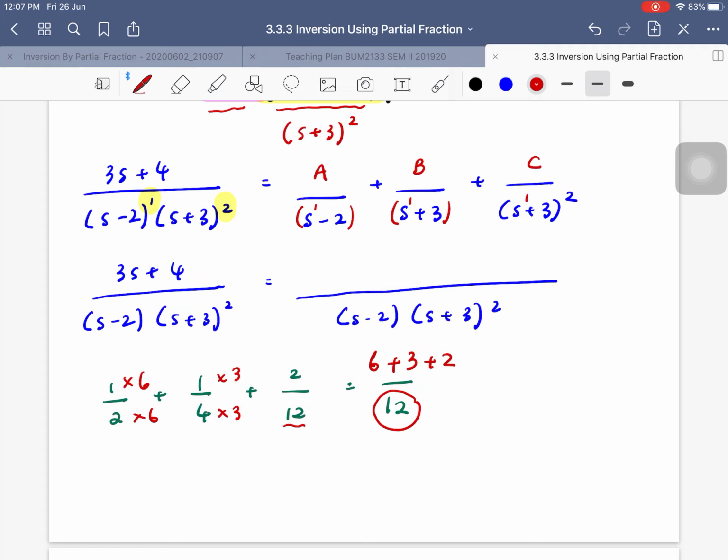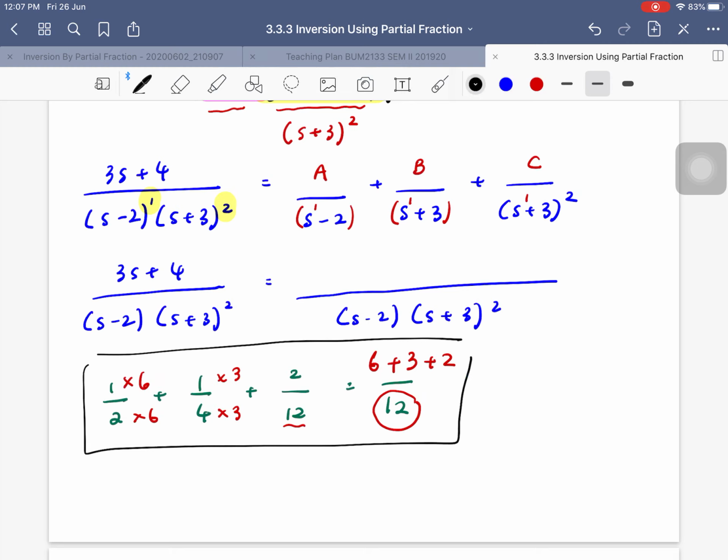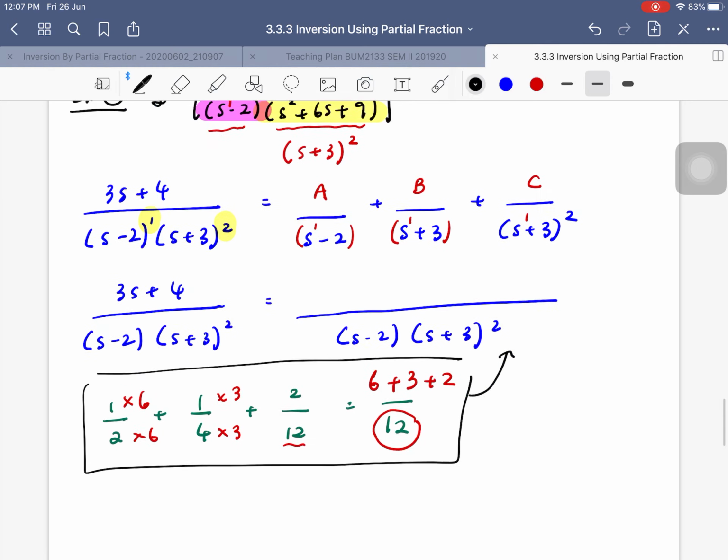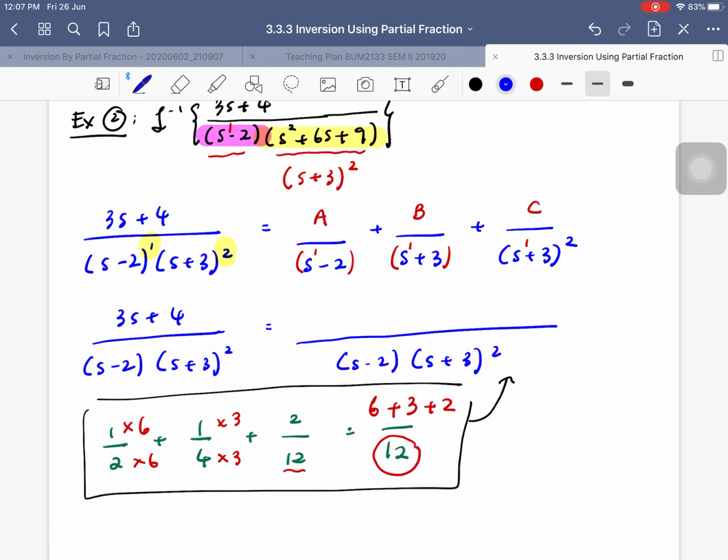So this is the concept that we are going to apply up here, right? For the case of A, A already has s - 2, so if I want to make this the denominator, I simply have to multiply A by (s + 3) to the power of 2. And for the case of B, B already has one s + 3.